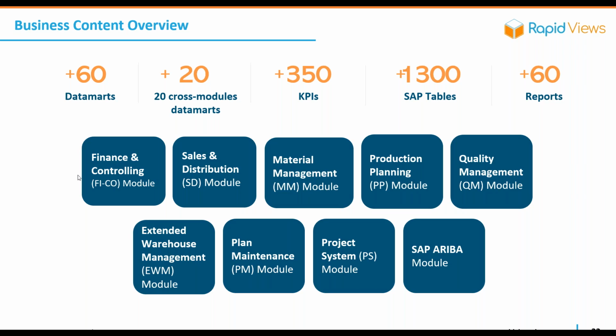So at the end, we provide about more than 60 predefined data mart. We also provide more than 20 cross-module data mart. That's extremely interesting when you want to build advanced report where you're going to need to mix data from finance, from sales, from production. But we build this predefined data mart that combines this complexity. So it's already there. It's provided with our tools. And we have more than 350 KPIs, and behind that we access more than 1,300 SAP tables.